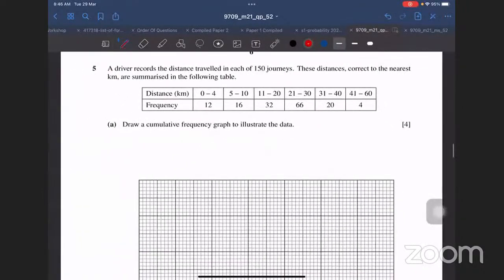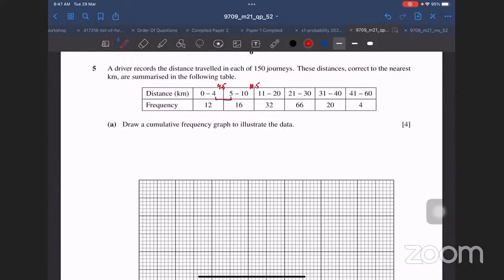Okay. Then it says the driver records the distance in each of the 150 journeys. These distances correct to the nearest kilometers are summarized in the following table. Draw a cumulative frequency graph to illustrate. Okay. In order to draw this graph, what I need to do first is make sure these classes are continuous or connected. Okay. So I'm going to introduce new boundaries.